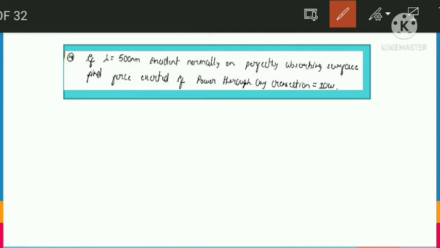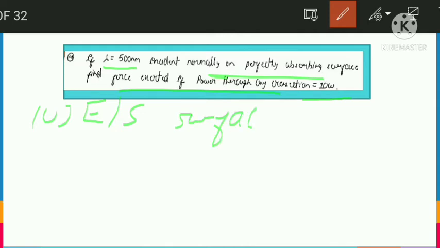Yes friends, this is also one of the most important questions, because it will give a basis for the upcoming question. Let's see how. If the wavelength lambda is 500 nanometer, incident normally on a perfectly absorbing surface, then we have to find the force exerted on that surface if the power through any cross section is 10 watt. So first of all, we can say that 10 joule of energy is incident per second on the surface.